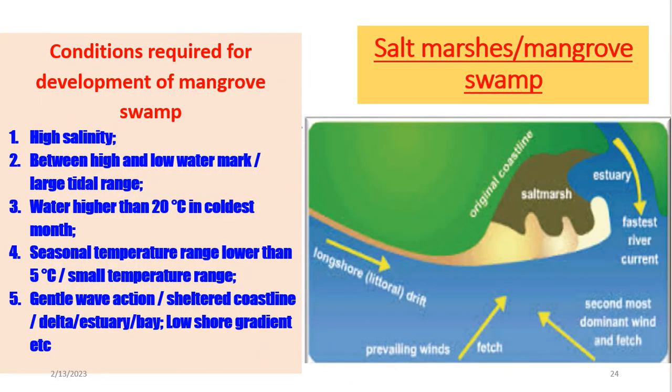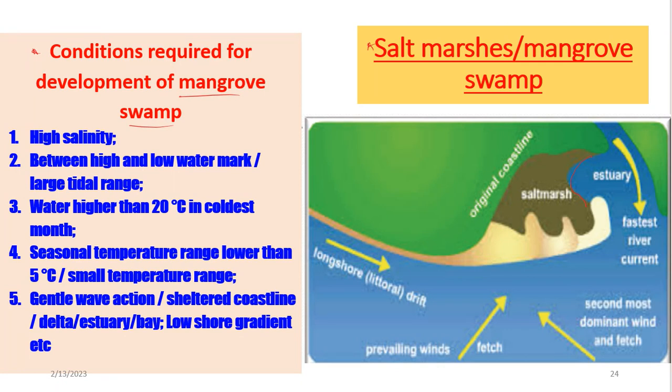Okay, lastly is mangrove swamps. So what are the conditions required for the development of mangrove swamps? Simple. This mangrove swamp or salt marsh is formed behind a spit, if you remember. So usually they are behind a spit. You can check back, I explained the formation of a spit earlier.